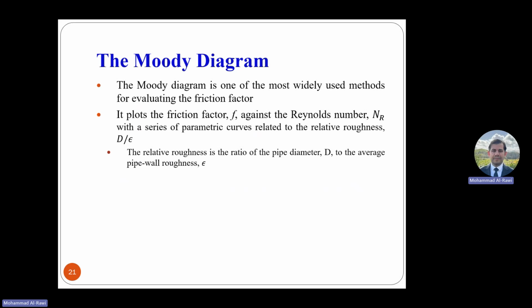Therefore, for this, as we say, we need experimental values. We use the Moody diagram or Moody chart. The Moody chart is one of the most widely used methods for evaluating the friction factor. It plots the friction factor F against the Reynolds number with a series of parametric curves related to the relative roughness, which is the ratio between the diameter and the roughness of the internal surface of the pipe.